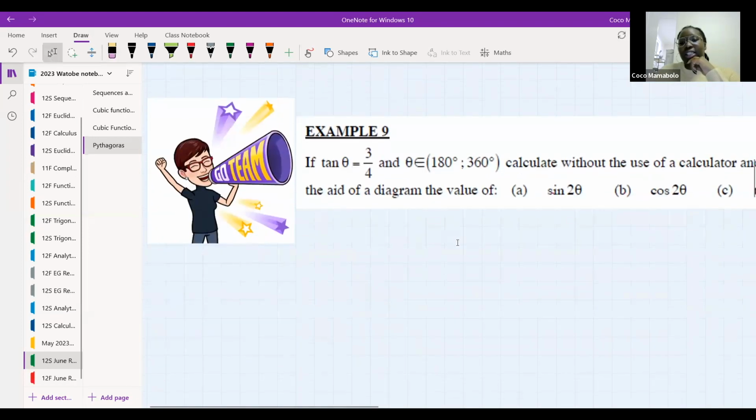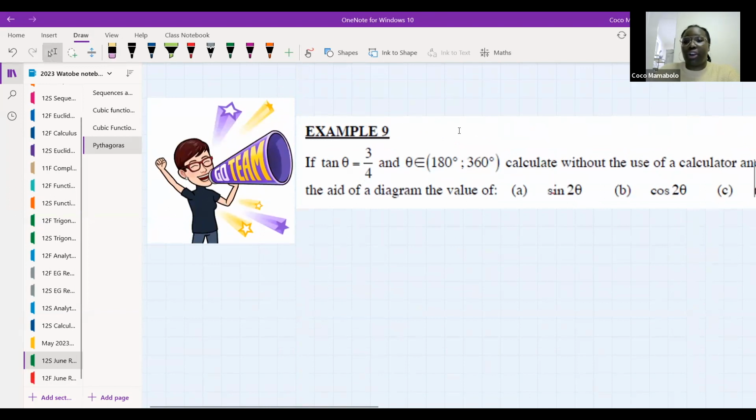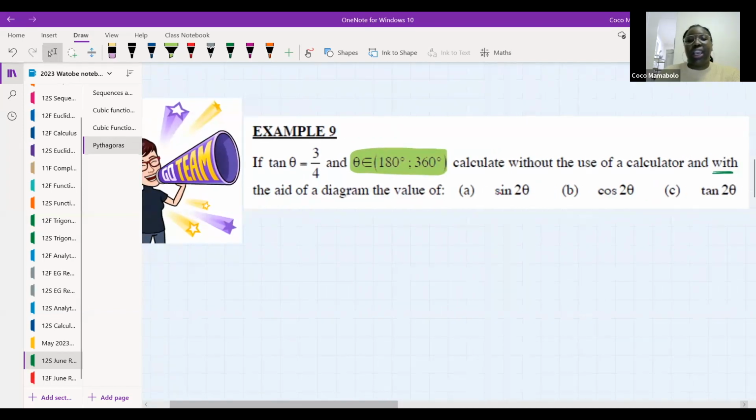All right, let's start with this question over here. It says, if tan of theta is equal to 3/4, but our theta has now been defined for us in the quadrants 180 to 360. Calculate the values of sine 2 theta, cos 2 theta, and tan 2 theta.